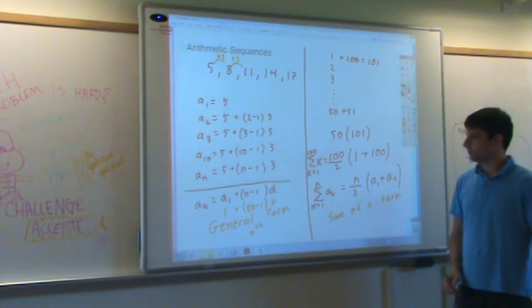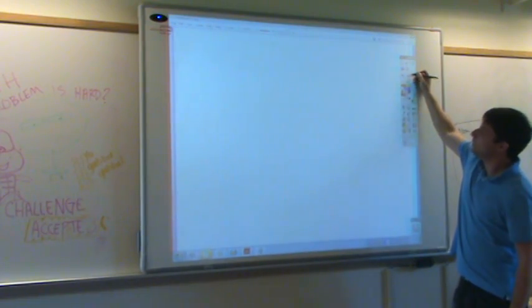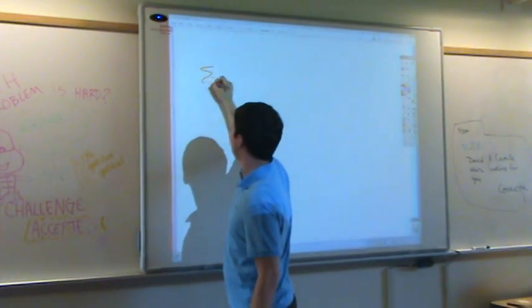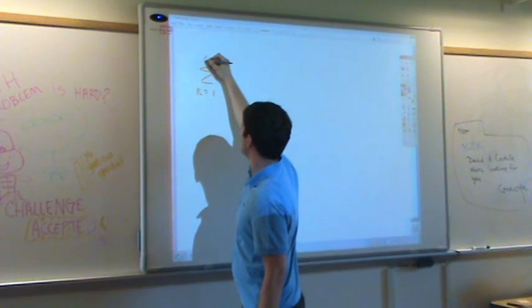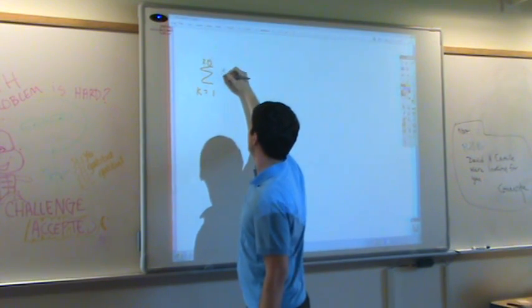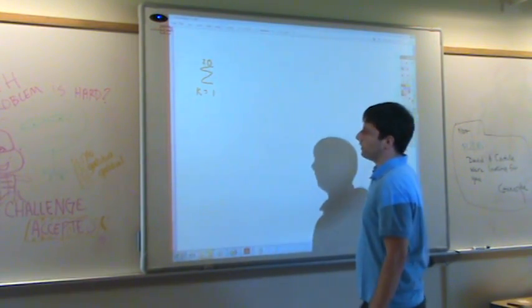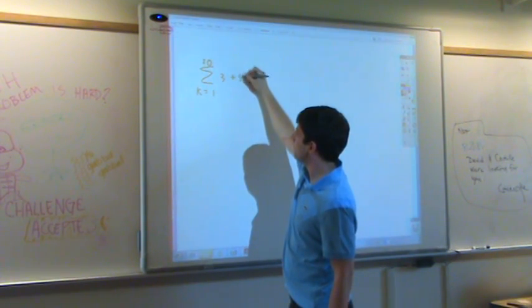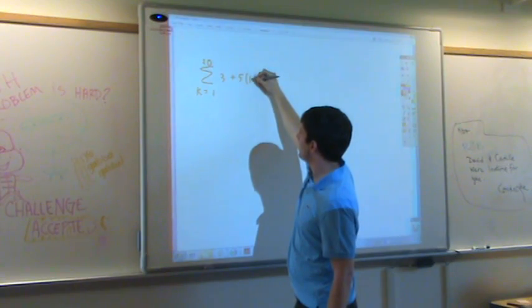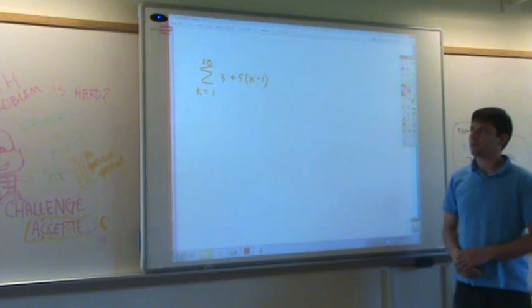Can you give us an example? Sure. Why don't I give you an easy one? Okay, let's say that A1 is 3. Add that on up.